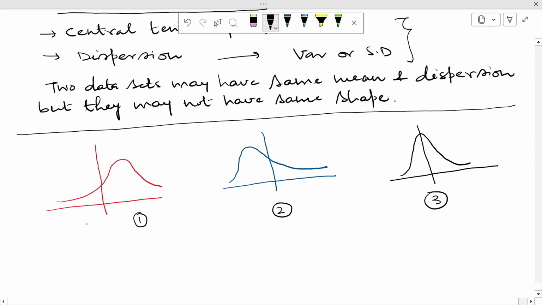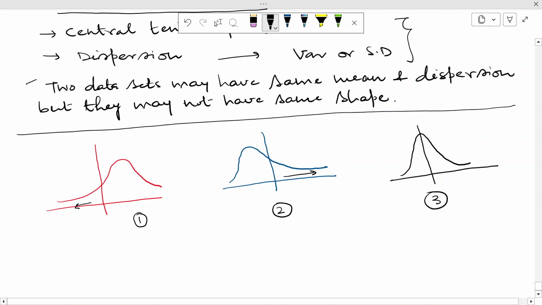Here you can see that in figure 1 and figure 2 we do not have symmetry at all. In the first figure you can clearly see that the curve is stretched towards the left-hand side, and in the second figure the curve is stretched towards the right. But when you look at the third figure, the data is symmetrical about the y-axis.